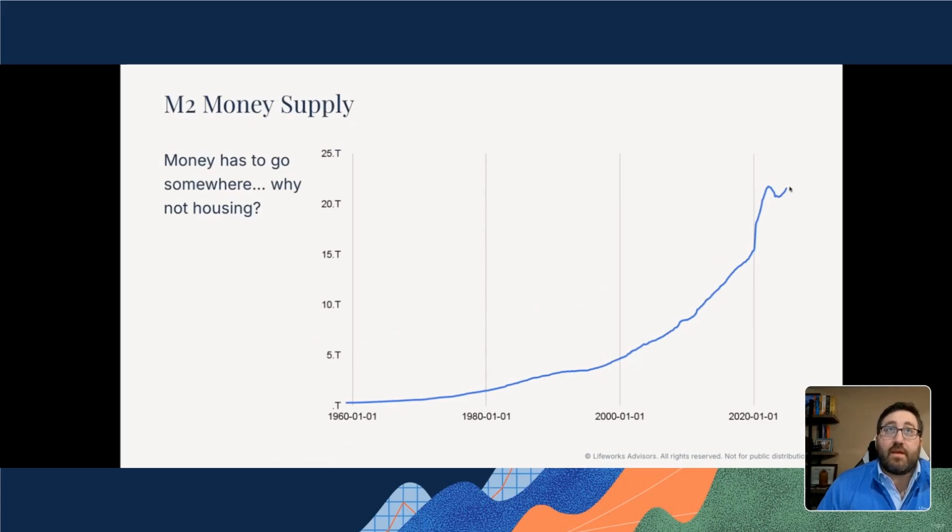But some of this has been driven, and this will again have a big impact on our conversation around the housing market, by something we've seen over the past 4 to 5 years especially. You can see it going back all the way to the 60s, this is the M2 money supply. If you're not familiar with the M2 money supply, this is basically the money printing from the Federal Reserve Bank and how much money is just being thrown out into the world, right?